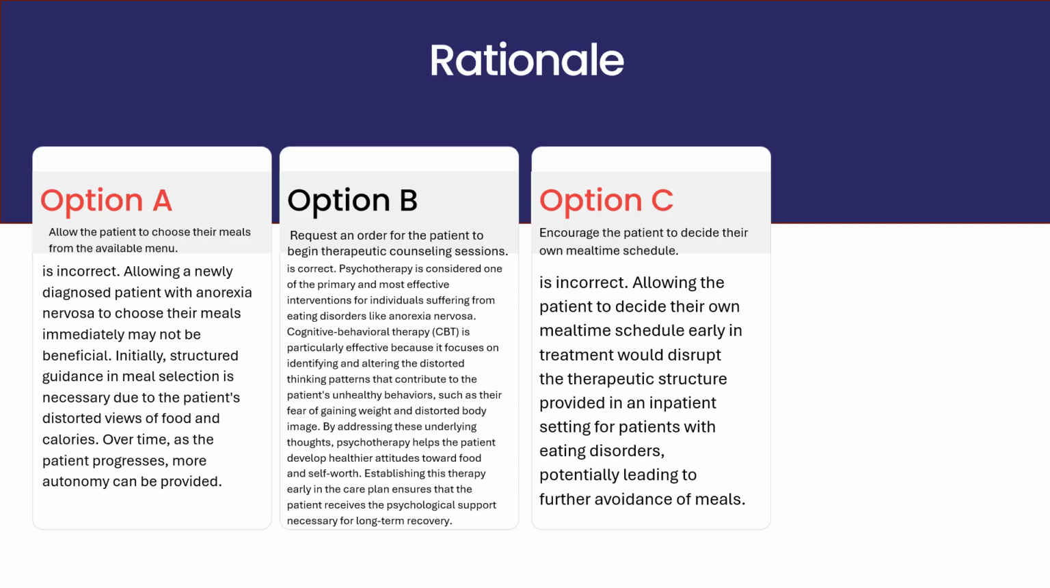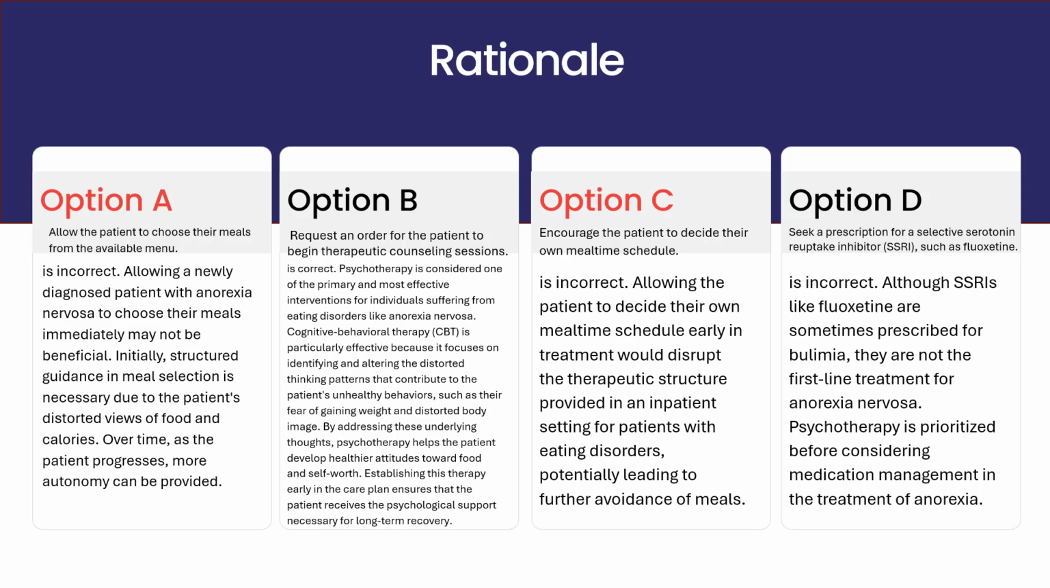D is incorrect. Although selective serotonin reuptake inhibitors like fluoxetine are sometimes prescribed for bulimia, they are not the first-line treatment for anorexia nervosa. Psychotherapy is prioritized before considering medication management in the treatment of anorexia. Let's continue with the next question.